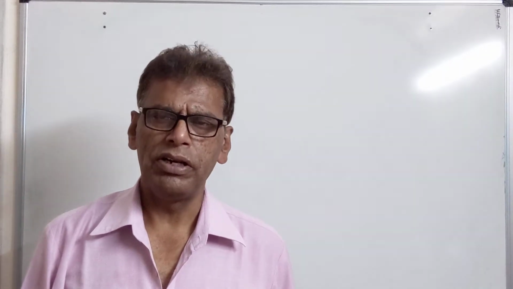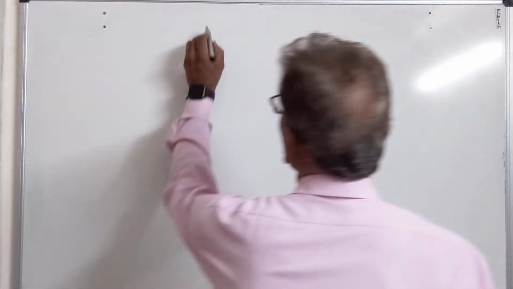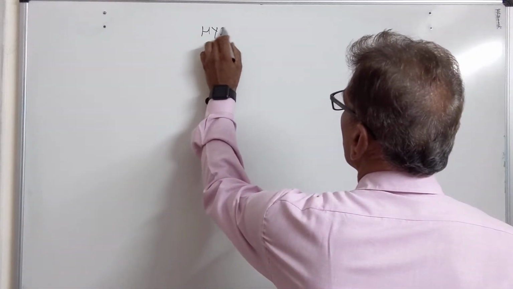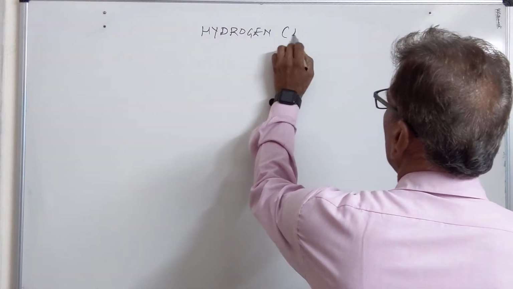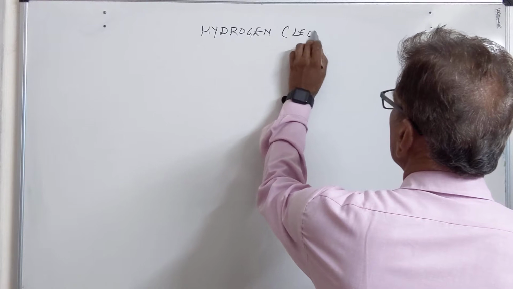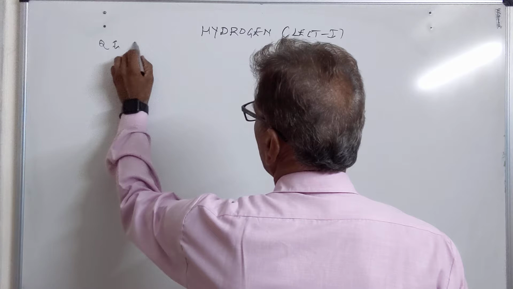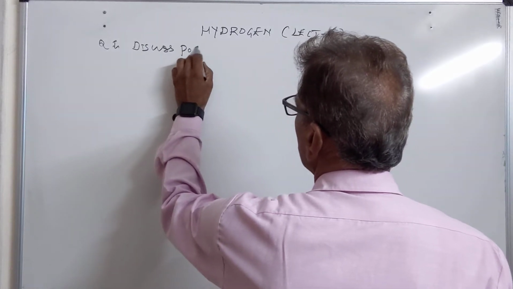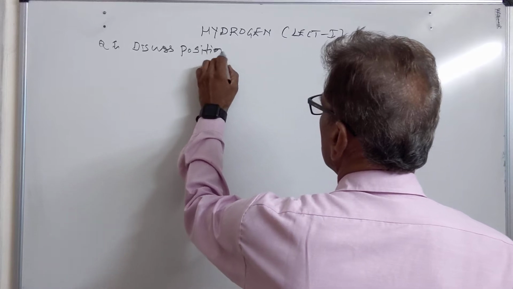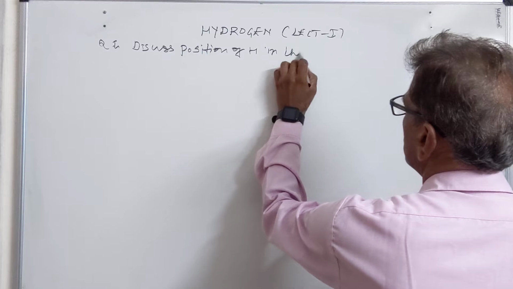Good morning, students. Today we are starting with a fresh unit, the ninth unit of 11th class, that is hydrogen. This is our lecture number 1. Question number 1 is: discuss the position of hydrogen in the periodic table.